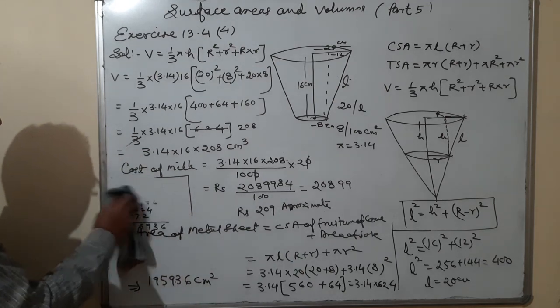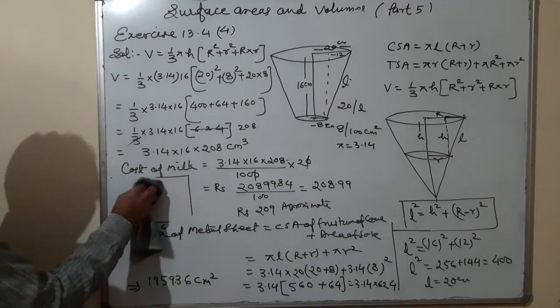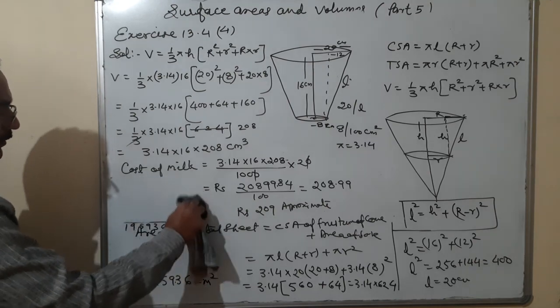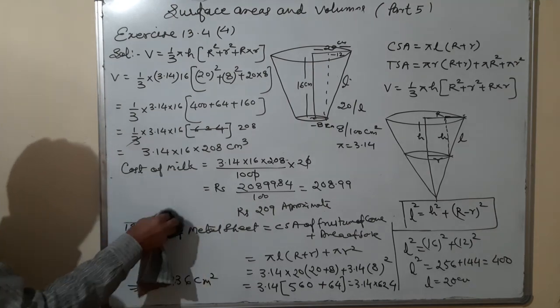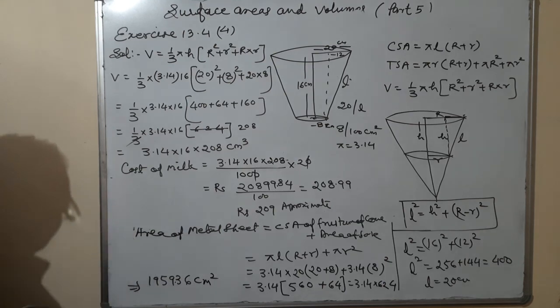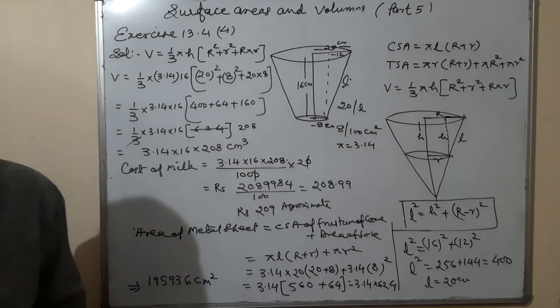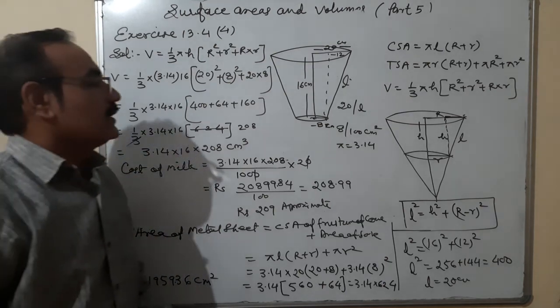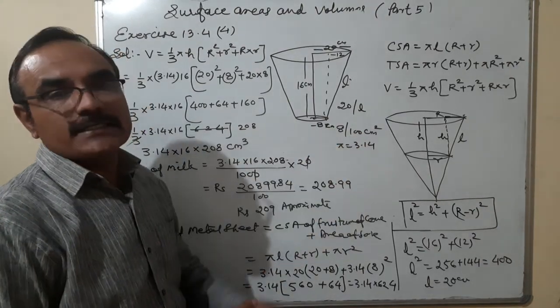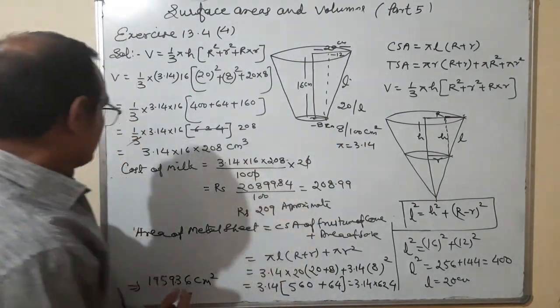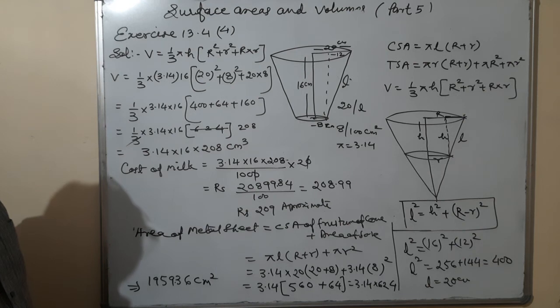So what is this? This is the area of metal sheet. After finding the area of metal sheet, we have to find the cost of metal sheet at the rate of rupees 8 per 100 centimeter square.